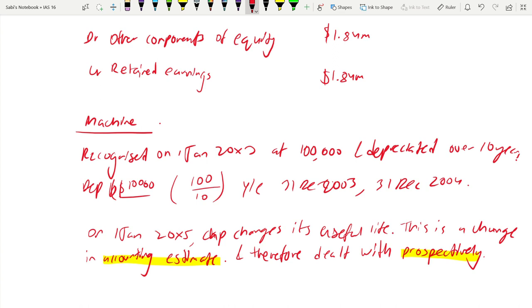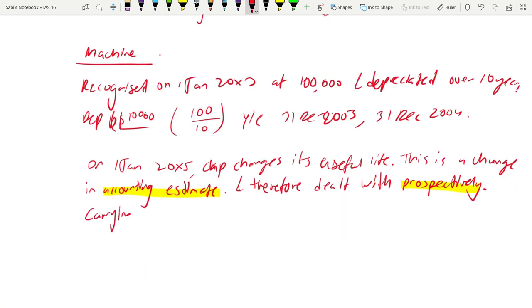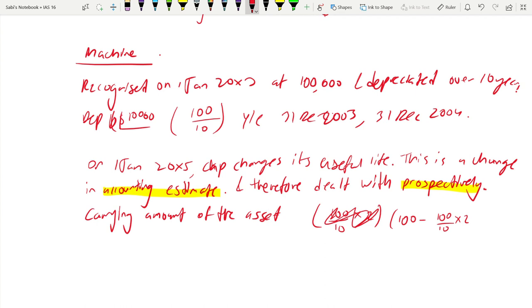What is the next carrying amount? When this estimate was changing from 10 years to 4 years, you have to know what the carrying amount is. Carrying amount of the asset at the date of the estimate was how much? See, 2 years depreciation you will deduct, 10,000, 10,000. That means 20,000 you will deduct from 100,000. So 100 minus 100 divided by 10 into 2, because 2 years depreciation you have deducted from 100,000. So it will leave you with 80,000. This will be the carrying amount.